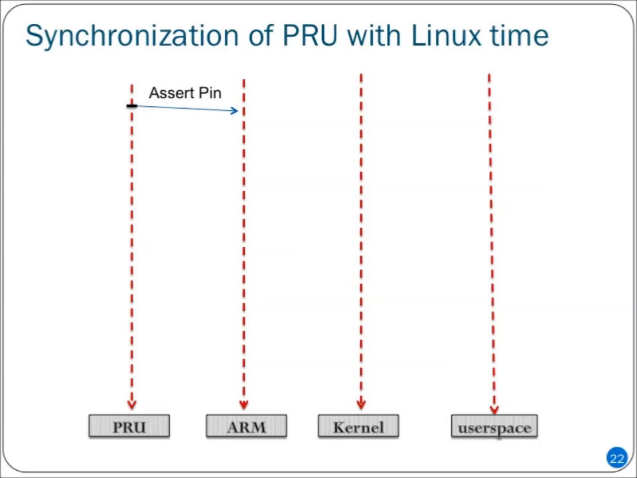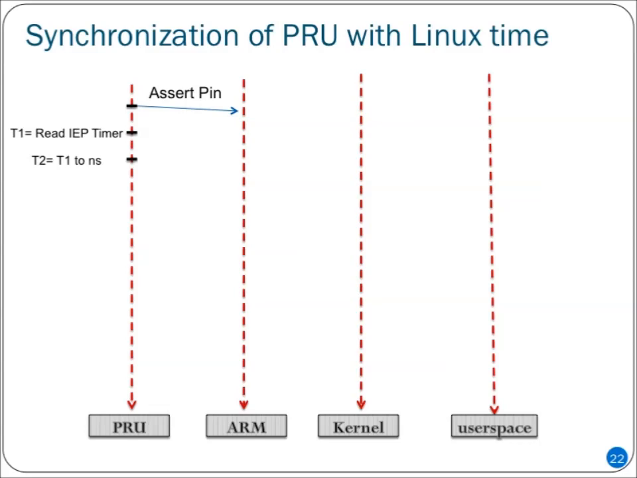I now assert the pin from the PRU side to the ARM side. The PRU will read the time. Of course, it's not accurate as it executes every 5 nanoseconds, so you already lose some time here. Then the PRU will convert this value to nanoseconds. As Fatima said, you are reading a counter value, so you need to map the counter value, deal with overflows, and map it to nanoseconds. Now the PRU is done.